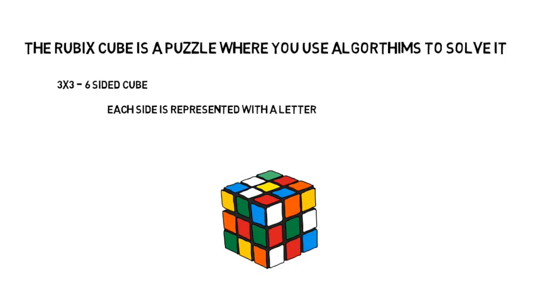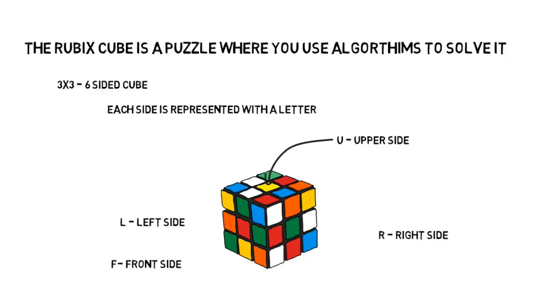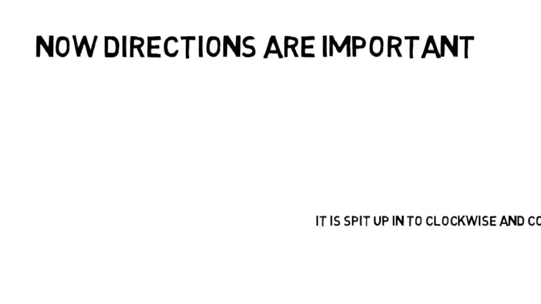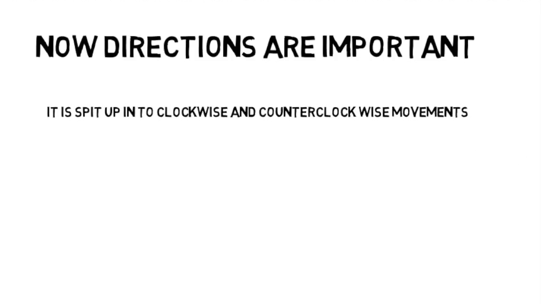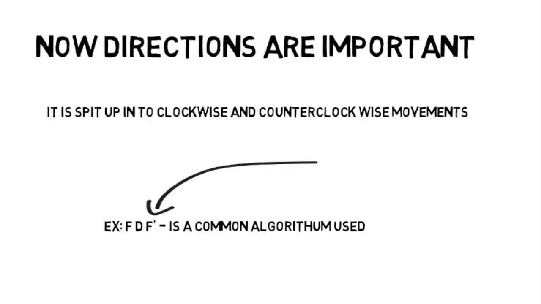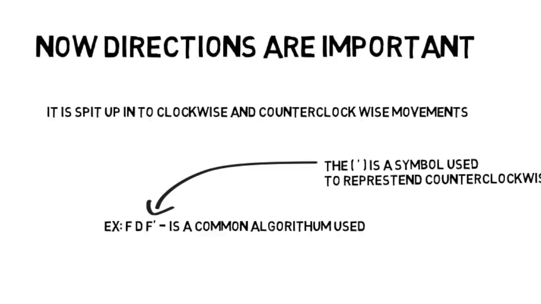It's a 3x3 6-sided cube, and each side is represented with a letter. You have R for right side, L for left side, F for front side, U for upper side, B for back side, and D for down side. Now, directions are very important in the Rubik's Cube. You either do a clockwise movement or a counterclockwise movement, depending on the face it's looking at you. So a common algorithm is F D F counterclockwise. So that symbol just signifies counterclockwise.